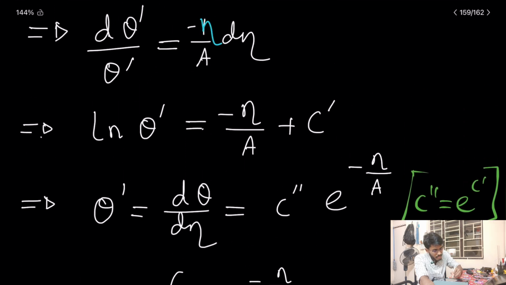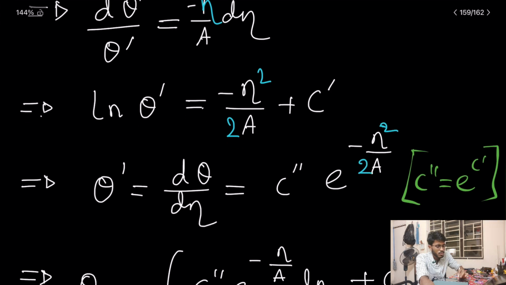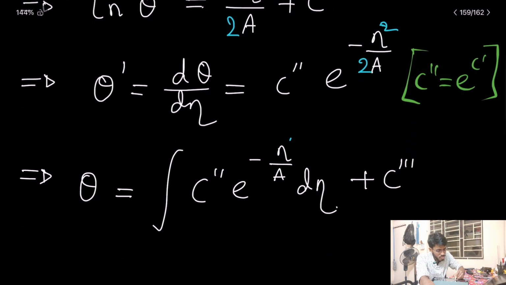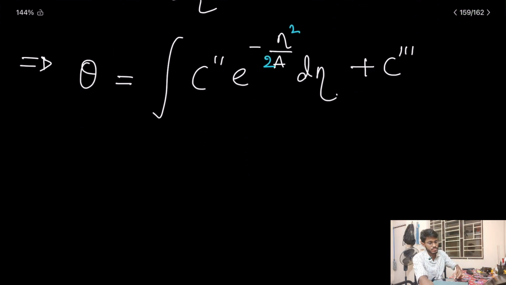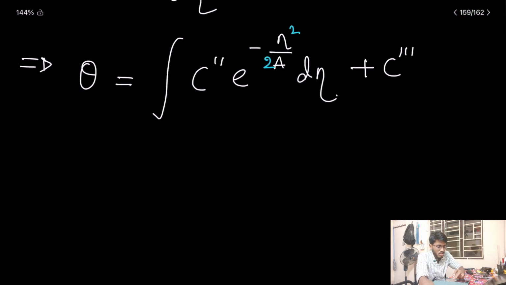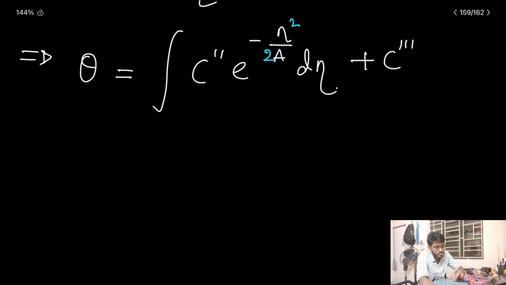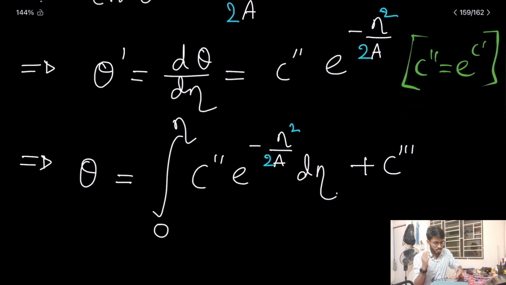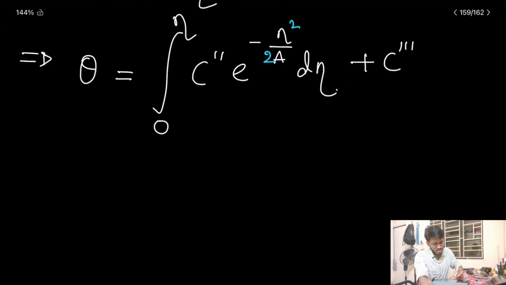Okay, then it will be eta square by 2a, it will also have eta square by 2a. Now it is okay. So this integral is essentially from 0 to eta. I mean, that is what you can do. So this is the answer.